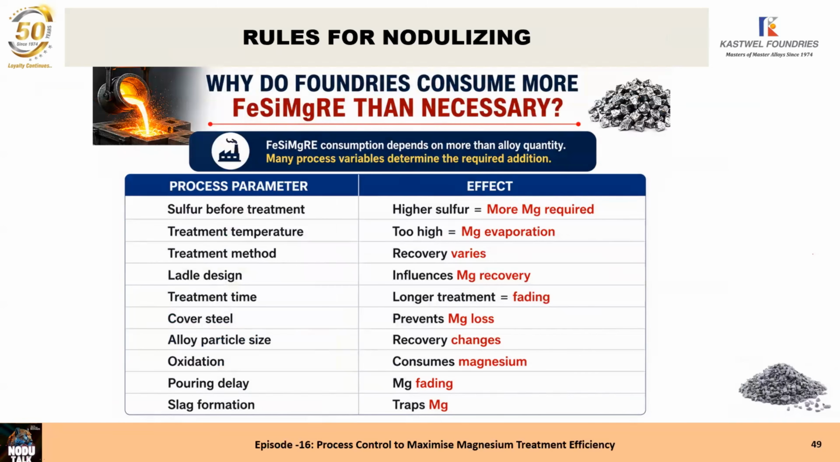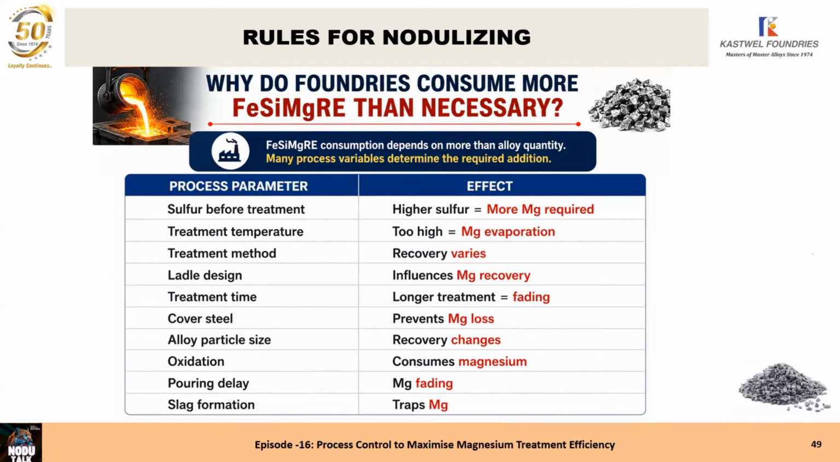Rules for nodularizing. Process parameters and their effects. Why do foundries consume more ferrosilicon magnesium than necessary? Sulfur before treatment. As indicated earlier, the sulfur before magnesium treatment should be less than 0.025. Ideal would be to have 0.014 to 0.016 sulfur. If the sulfur in the initial metal before treatment is more than 0.025, it is required to do pre-desulfurization and get a sulfur below 0.025 before doing the magnesium treatment.